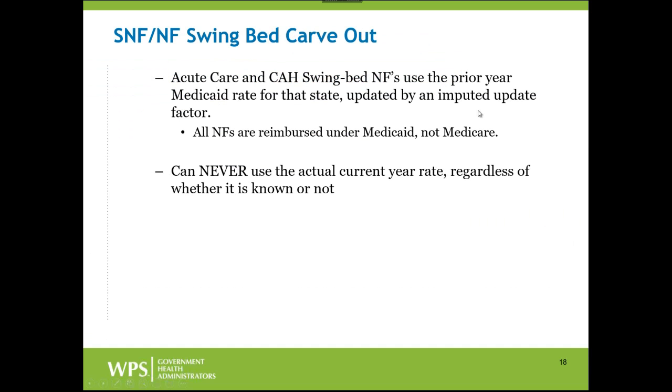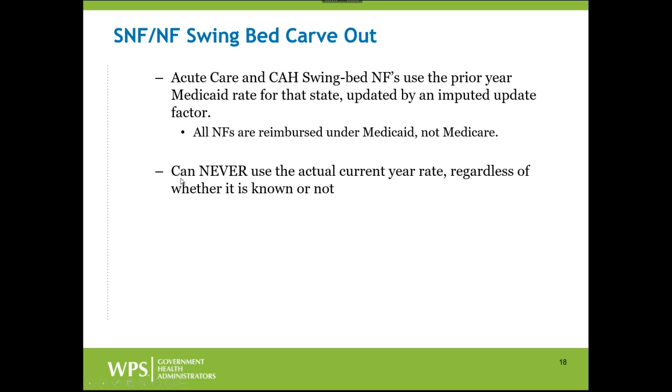So again, as a summary, the acute care and critical access swing bed NFs, the nursing facilities, use the prior year Medicaid rate for that state, updated by an imputed update factor, which was determined by taking the difference between the Medicare rates from one year to the next. How much did it update for the Medicare side? All of those nursing facility days are reimbursed under Medicaid or under some other plan, Medicaid Title 19 or Title 5, but they're not reimbursed under Medicare. That's the key thing there.